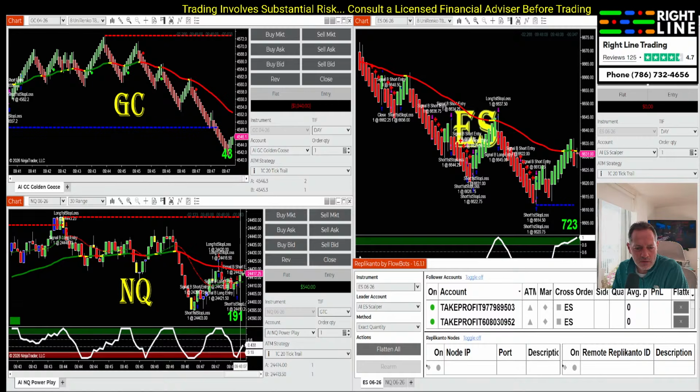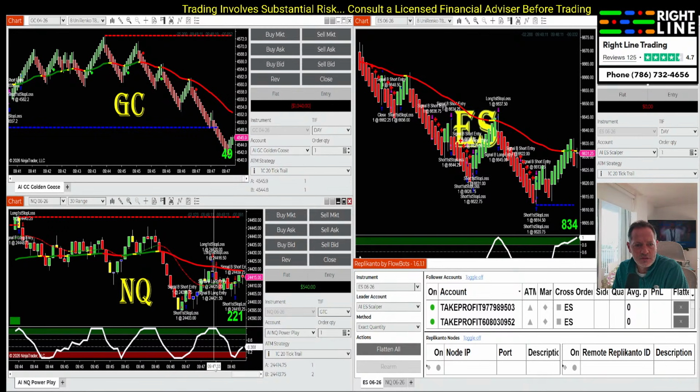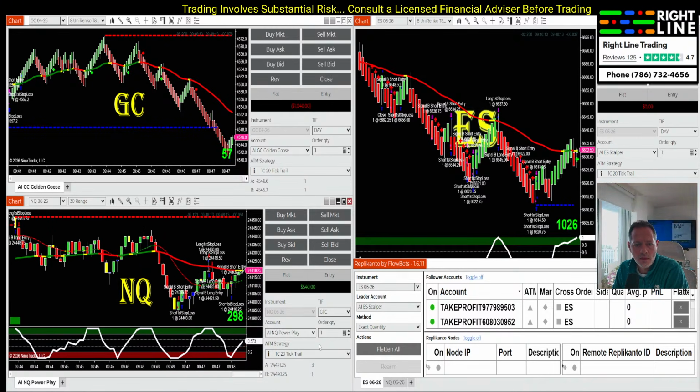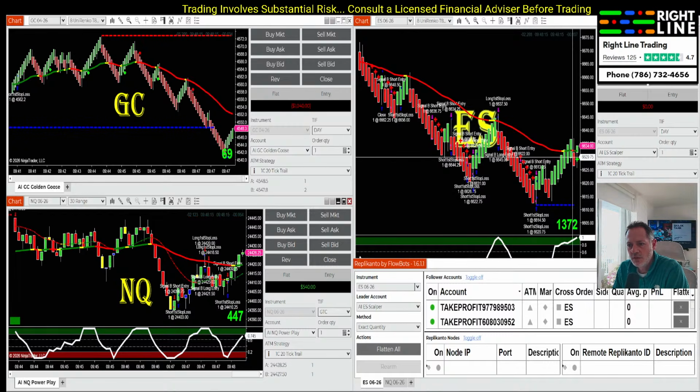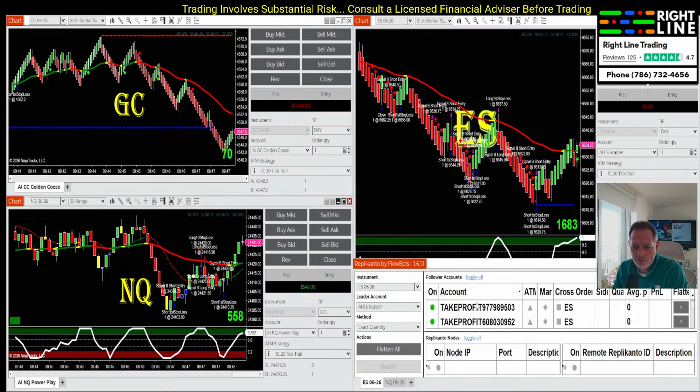Okay, we've got a battle going on here for direction still. Here we go. We're catching the green crosses again. We're starting to move north. We'll catch this ES scalper. It'll start getting a movement here real soon.